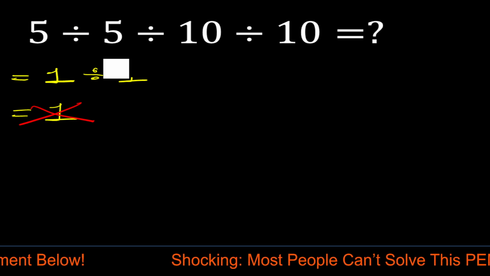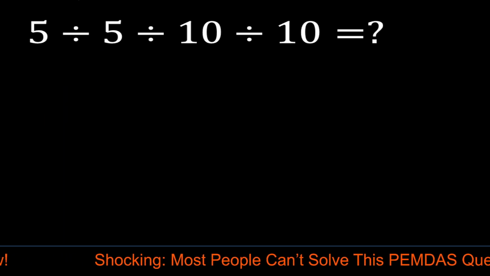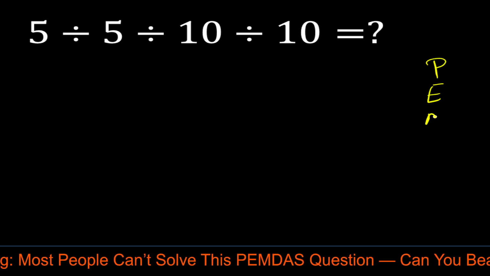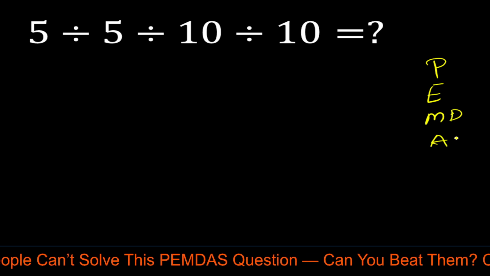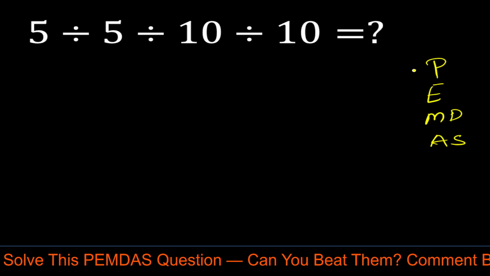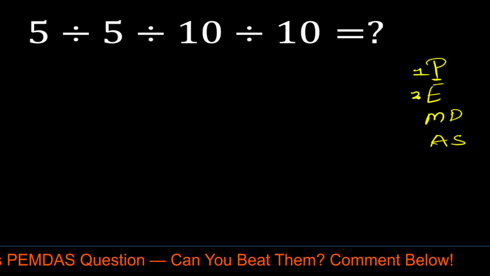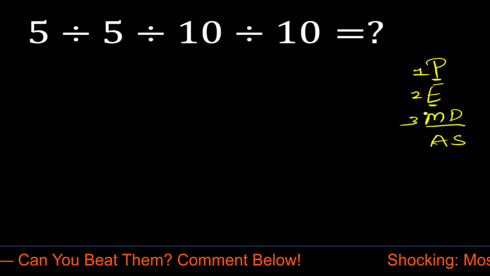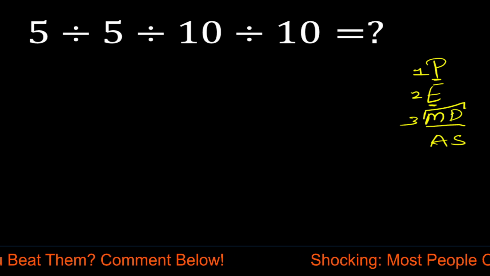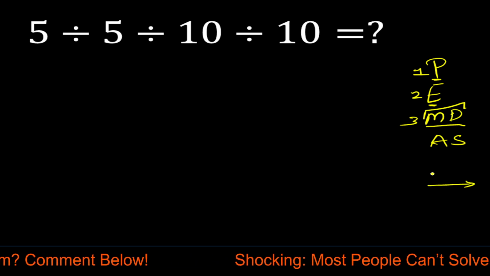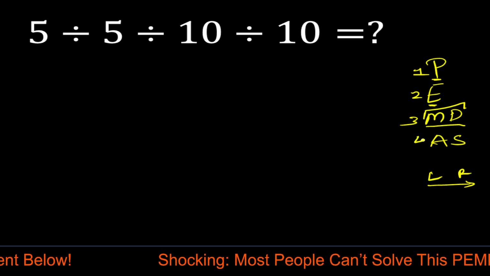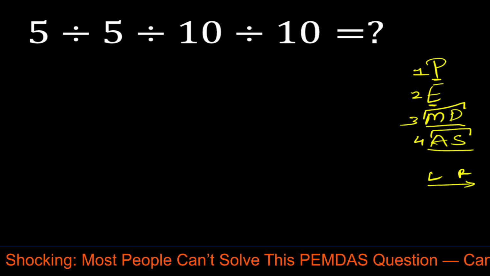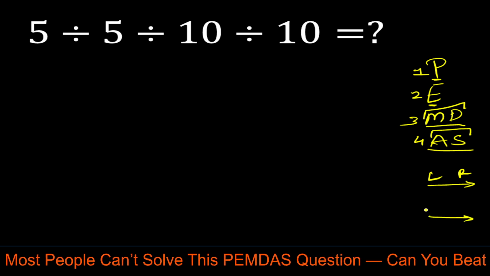So now let's solve this problem correctly by using a PEMDAS rule, right? So PEMDAS, P-E-M-D-A-S. According to PEMDAS rule, first priority is parentheses, then second priority is exponents, then third priority is multiplication and division. Here multiplication and division both have equal priority, so we have to solve it from left to right. And fourth and last priority is addition and subtraction. Also addition and subtraction both have equal priority, so we have to solve it from left to right.